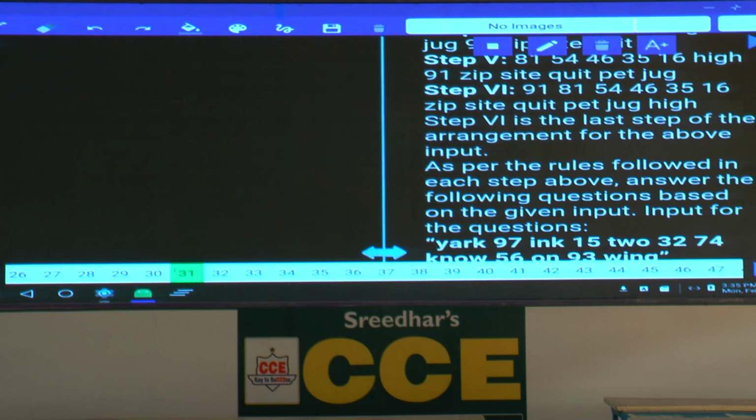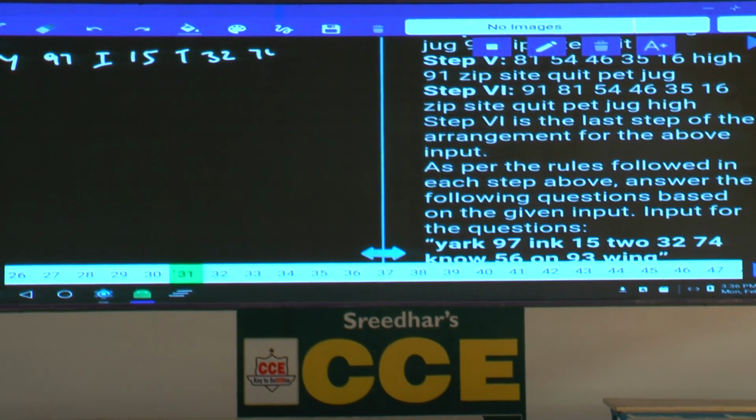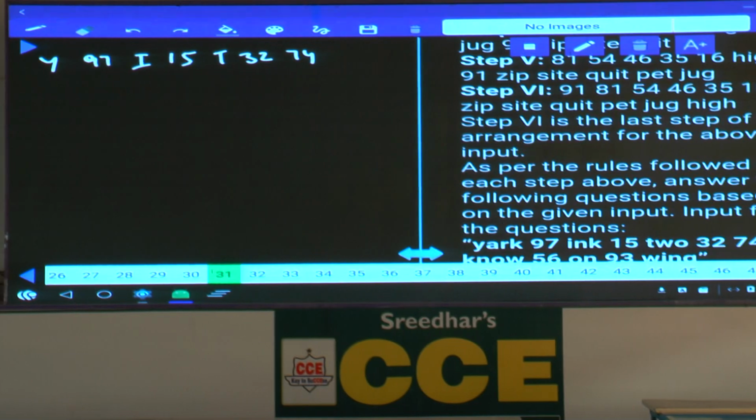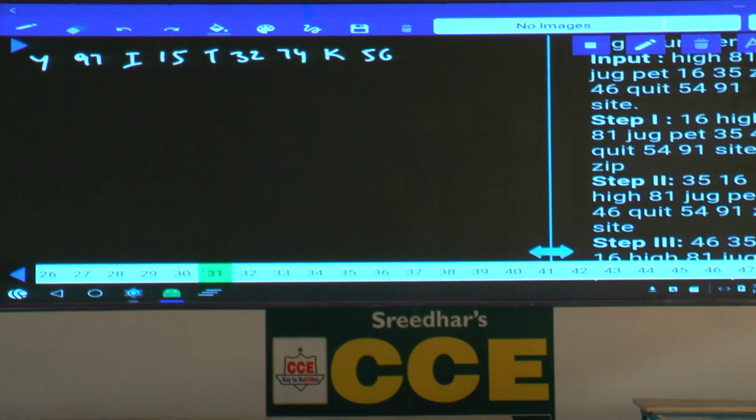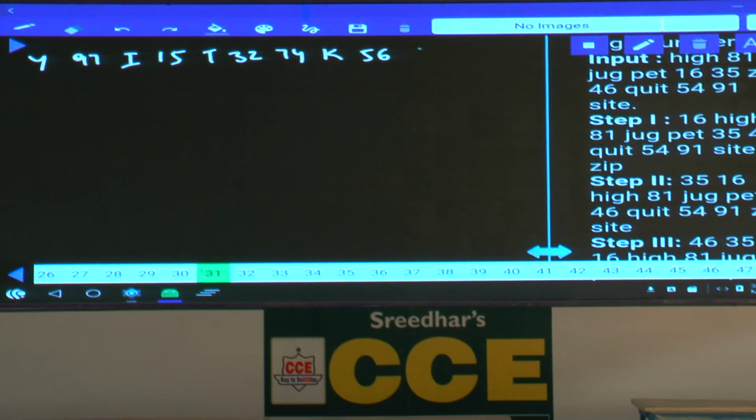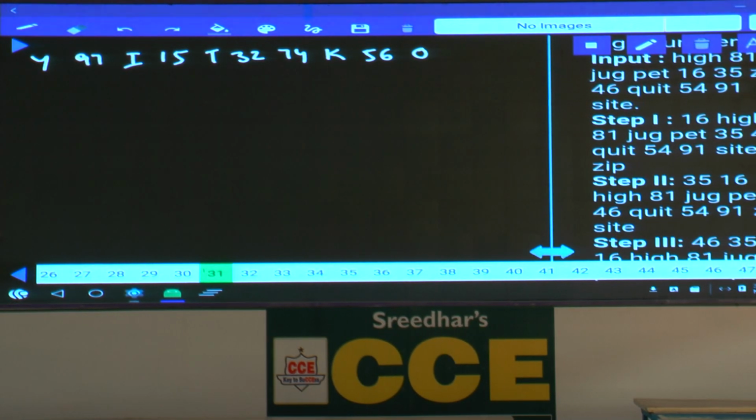Yes, what is the input? The input is York, 97, next one is ink, next one 15, next one is 2, after this 2, 32, next one is 74, next to 74 is no, isn't it? After this no, it is 56, next to 56 is on, and 93 and wing, isn't it?